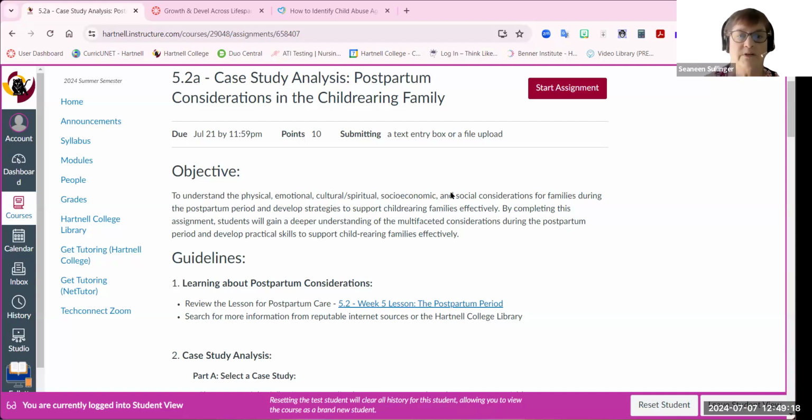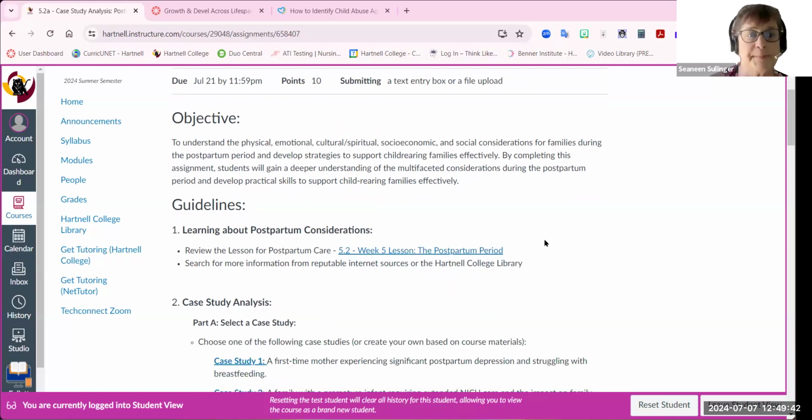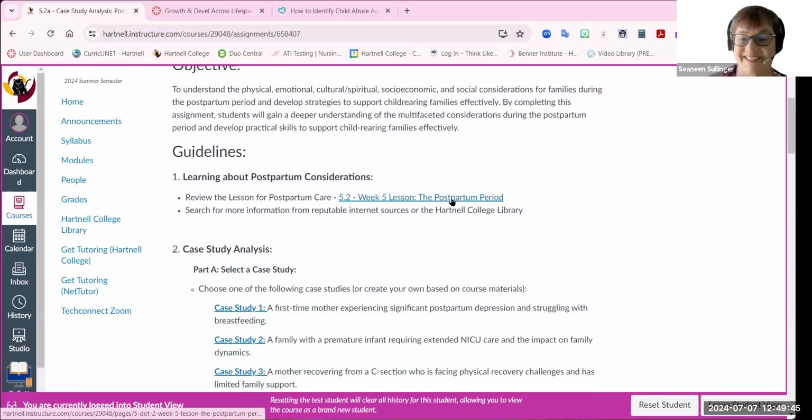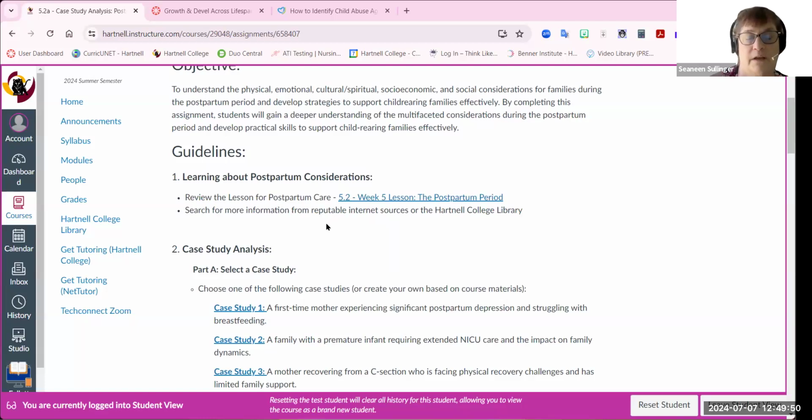And so we're trying to understand, this looks kind of like social determinants of health, but not really, but physical, emotional, cultural, socioeconomic considerations during the postpartum period, to help them develop strategies to be effective parents. And so hopefully you will gain a deeper understanding of considerations during the postpartum period and be able to help support families through that. So go back and look at the lesson that we just reviewed. And you can also look for information, again, from reputable internet sources or the Hartnell College Library, which is over here on the left-hand side.